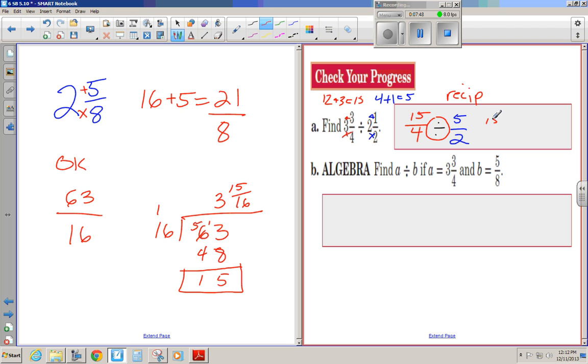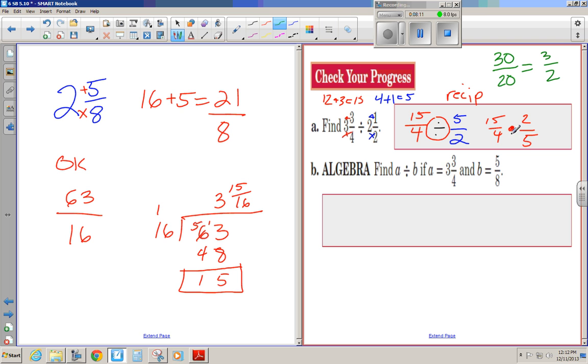So 15/4 now is being multiplied by 2/5. This is where it's good to know your multiples. You could make this 30/20 and then simplify it to 3/2.